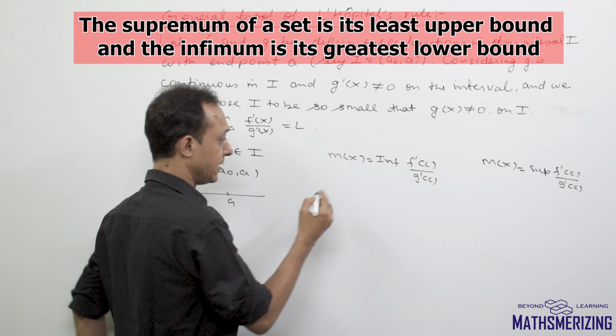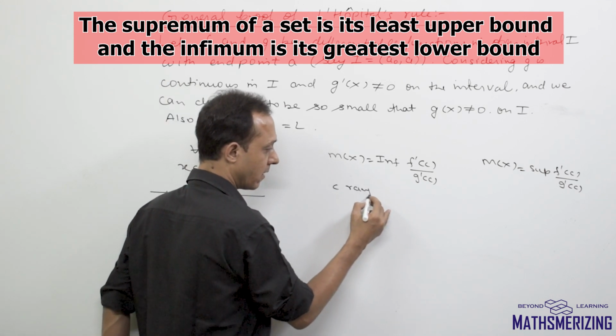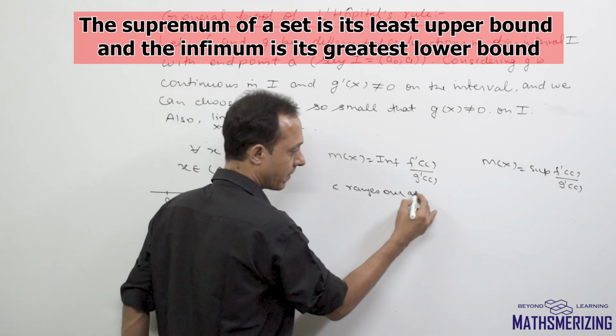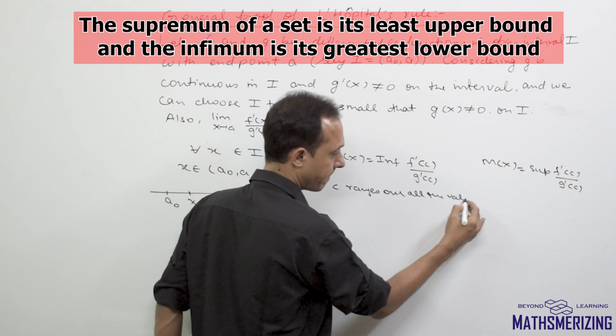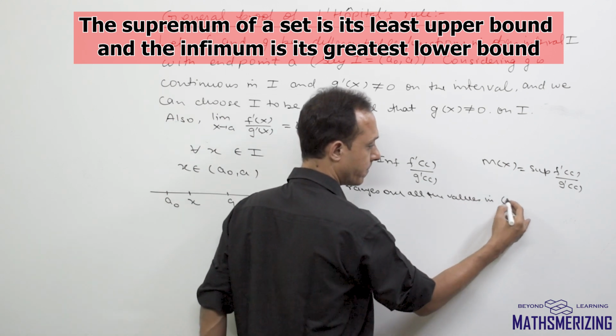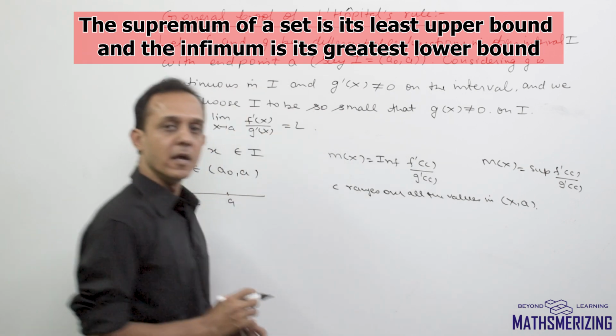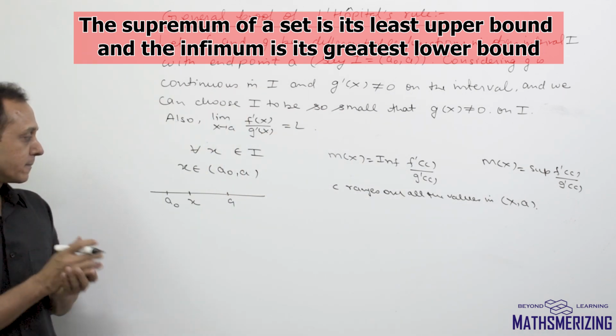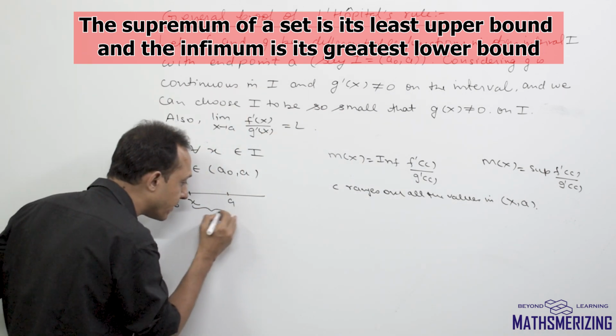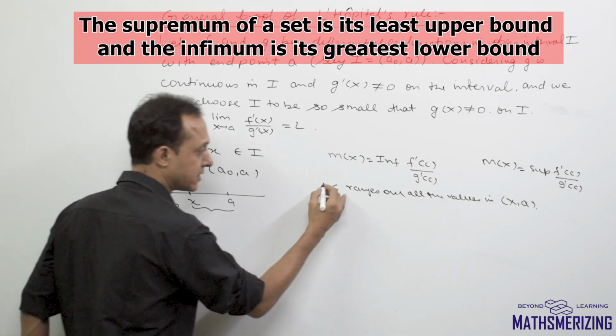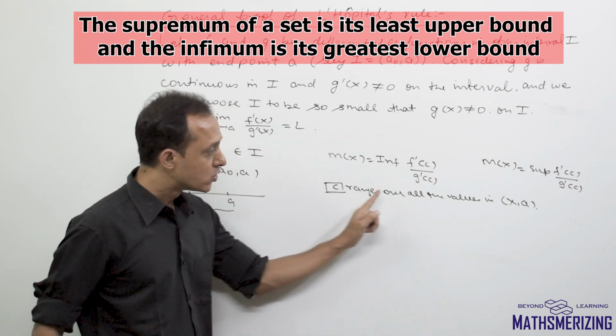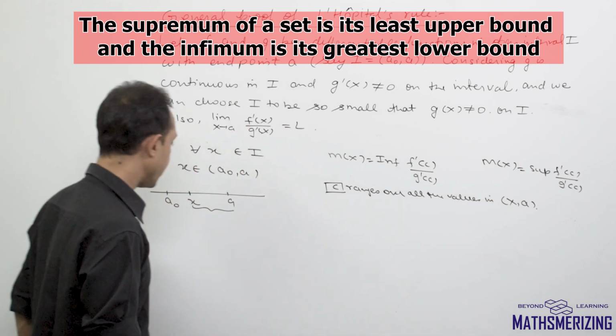and capital Mx as the supremum of f dash c upon g dash c, where c ranges over all the values in the interval x to a. Now what does it mean? It simply means for all the points that lie between x and a, so that's the reason we say c ranges over all the values in x and a.